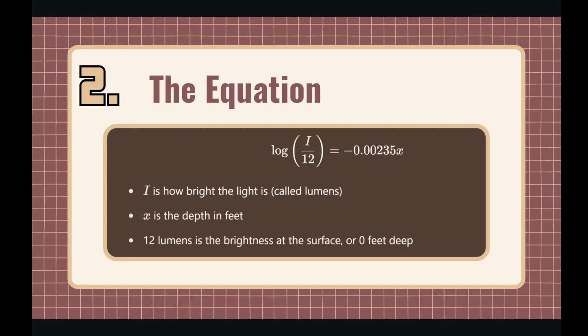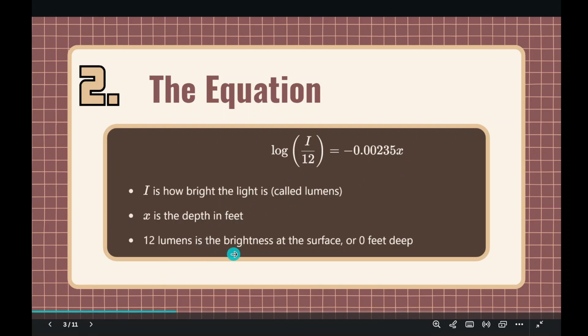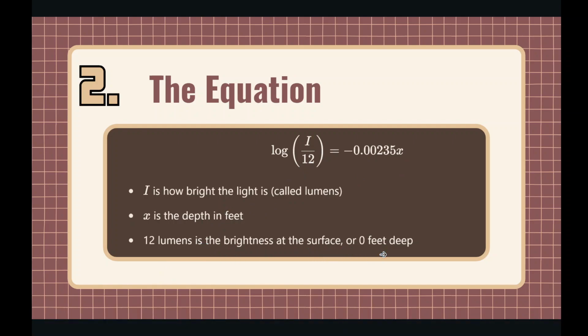So here's the formula we use. As you can see, according to this formula, I is how bright the light is, and it's measured in lumens. X is the depth in feet, and 12 lumens is the brightness at the surface, or 0 feet deep. So 12 is basically a constant that we have to use, because we know that at zero depth, at the surface of the water, the brightness of the light is 12 lumens.